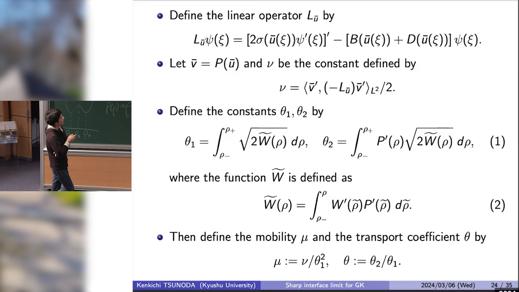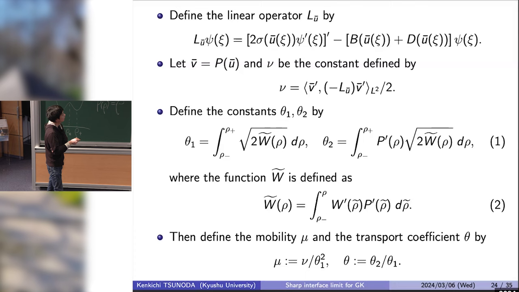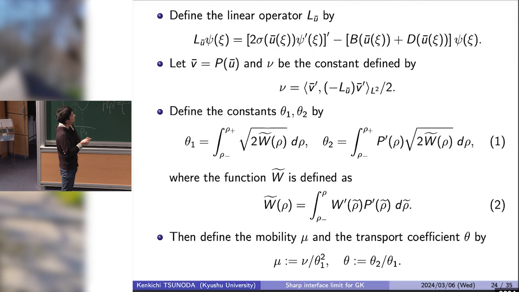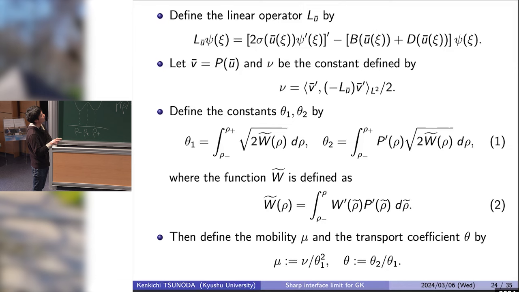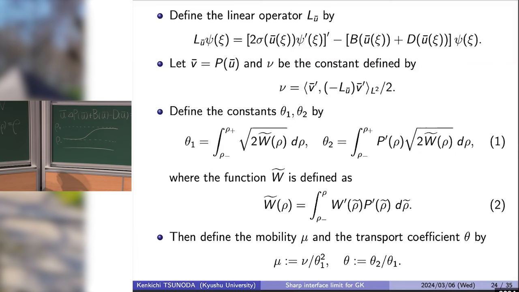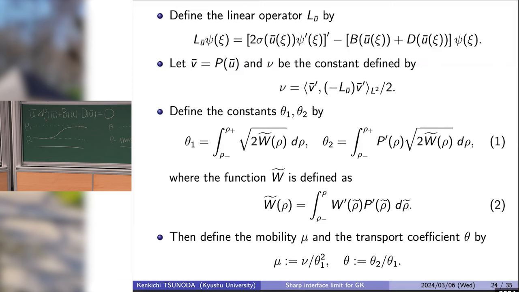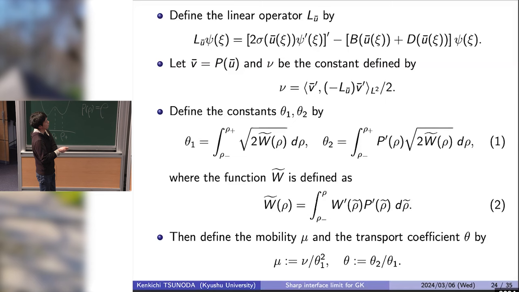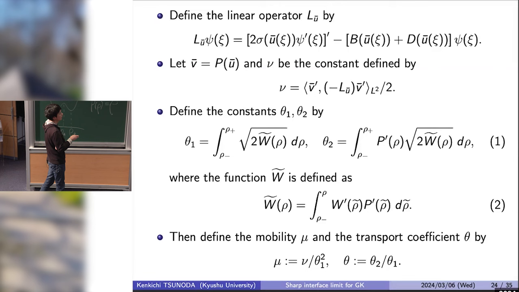So the physical constants mu and theta are given by this a bit messy procedure. The important thing is that we just introduce V bar. U bar is the solution to this equation. There is a Laplacian here. We just denote P U bar by V bar like this, and we introduce a bit complicated constants. Anyway, these constants appear in the limit. Let me skip for the moment.